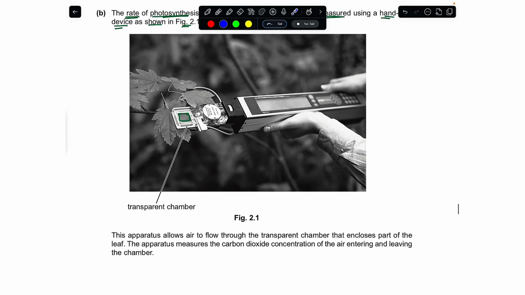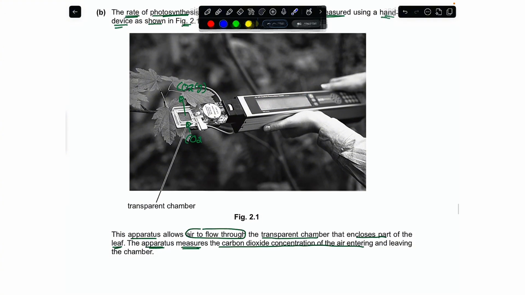Now, in context of this handheld apparatus, they tell us that this apparatus allows the air to flow through the transparent chamber that encloses part of the leaf. This is the enclosed part of the leaf, and this transparent chamber would allow the air to flow through it. The apparatus would then measure the carbon dioxide concentration entering and leaving. Like at this point, how much CO2 is entering and how much carbon dioxide is escaping. That idea would be given to us by this transparent chamber, and for sure there would be some kind of readings that the person would read.